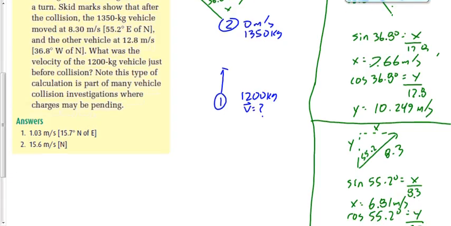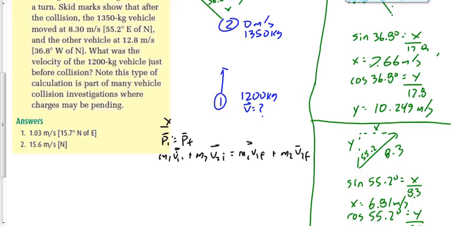X component. M1 V1I plus M2 V2I equals M1 V1F plus M2 V2F. M1 is 1,200 kilograms. Now, we think that this is going to be on the y-axis only, but we're not told that, so we can't assume it. Multiply that by V1I. We're looking for the X and Y components of V1. Object number 2, we know it's at rest before the collision takes place.